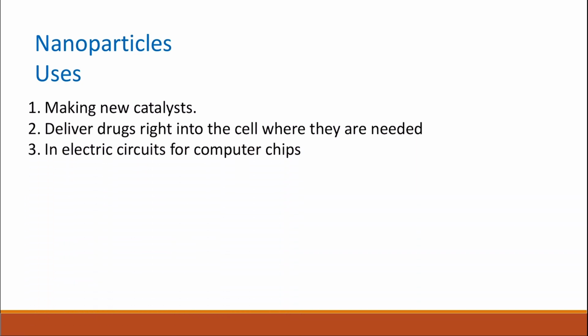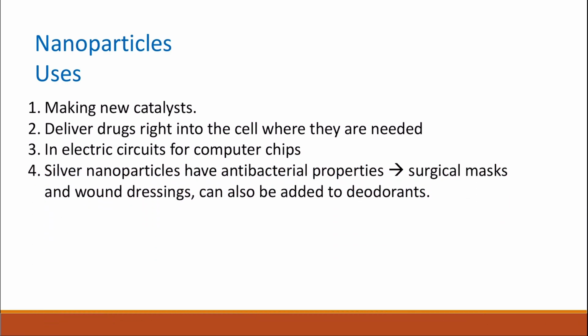They can also be used in electric circuits for computer chips, as some of them can conduct electricity. Silver nanoparticles have antibacterial properties, so they can be used in surgical masks and wound dressings, and they can also be added to deodorant. Nanoparticles have also lately been used a lot in cosmetics and in sunscreens.